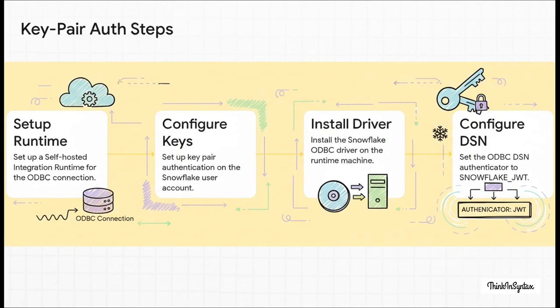First off, you've got to set up what's called a self-hosted integration runtime. Basically, it's a secure gateway you control. Second, you configure the actual key pair on your Snowflake user account. Third, you install the Snowflake ODBC driver onto that runtime machine. And finally, and this is the most important part, you configure the connection, the DSN, to use the Snowflake JWT authenticator. That little setting is what tells the driver to use your private key, making the whole thing super secure.